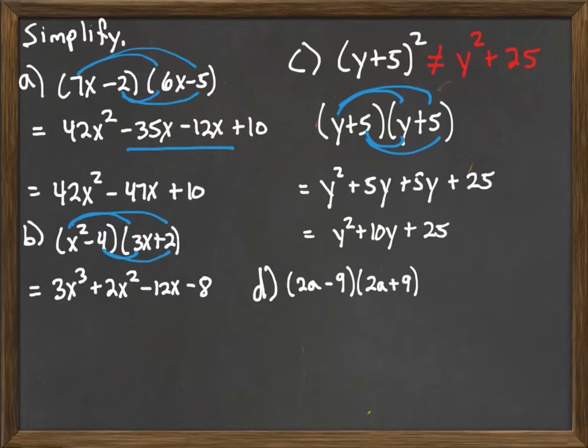Okay. Let's look at another example here of multiplying two binomials. This one, something strange is going to happen as we work the problem out. Starting it off, nothing different, right? 2a is going to distribute to both of them, and the minus 9 is going to distribute to both. So we do 2a times 2a. 2 times 2 is 4. A times a is a squared. Then we're going to do 2a times positive 9. 2 times 9 is 18, so that'll be 18a.